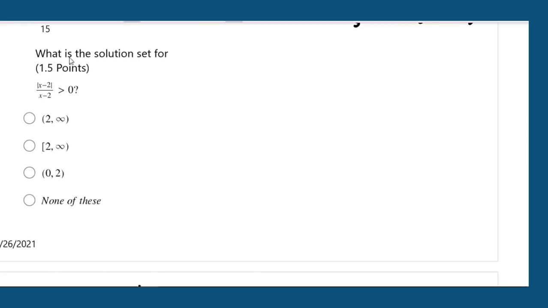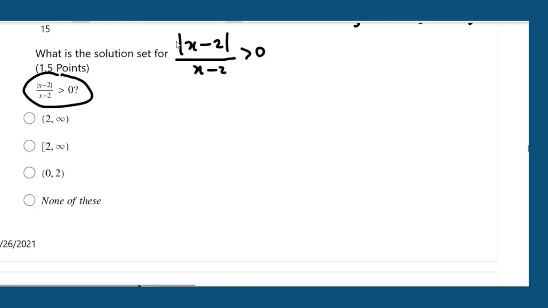Number 15. What is the solution for this one? Modulus x minus 2 over x minus 2 more than 0. The problem is here. We should define this one.